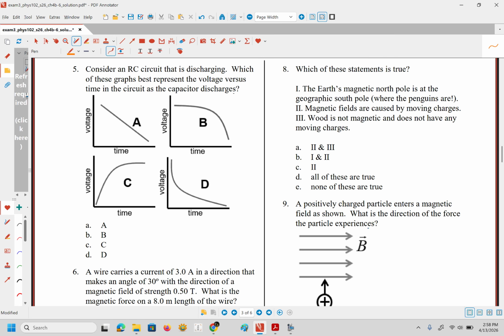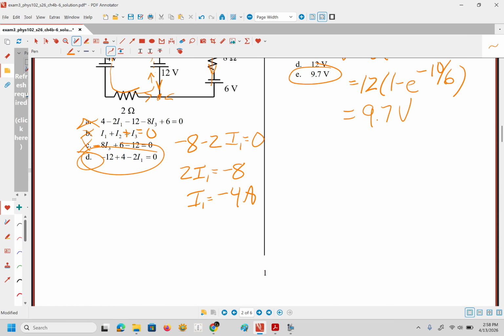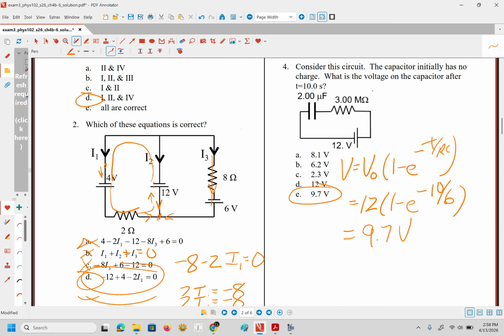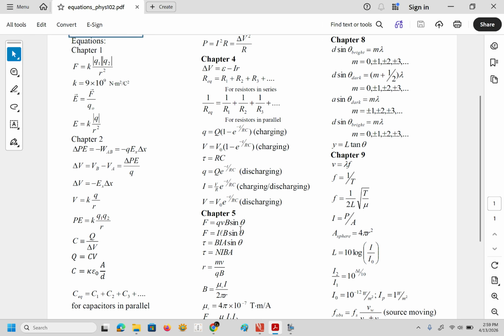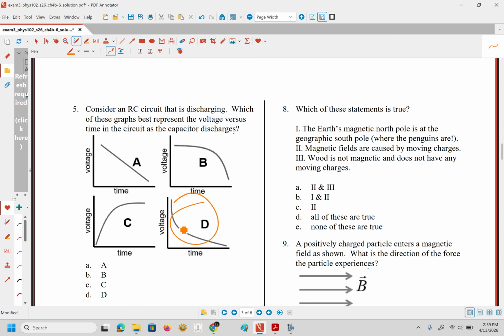Which of these graphs best represents the voltage as this capacitor discharges? Wasn't this a discharging capacitor? Oh no, that was a charging capacitor. So for a discharging capacitor, the voltage looks like this. That is a decay function. So that's what I'm looking for. That would be D for number 5.